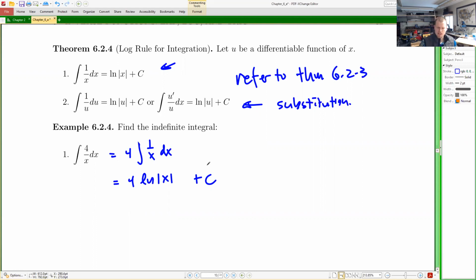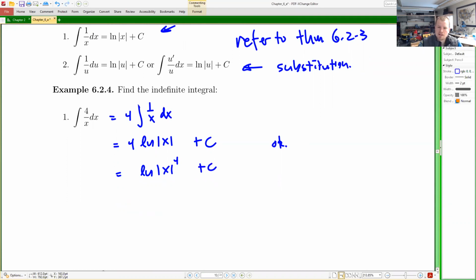You could leave your answer right here. This is okay. This is good. This is absolutely fine. What we could also do is make use of the properties of logarithms to recognize that this is the natural log of the absolute value of x to the 4th power.